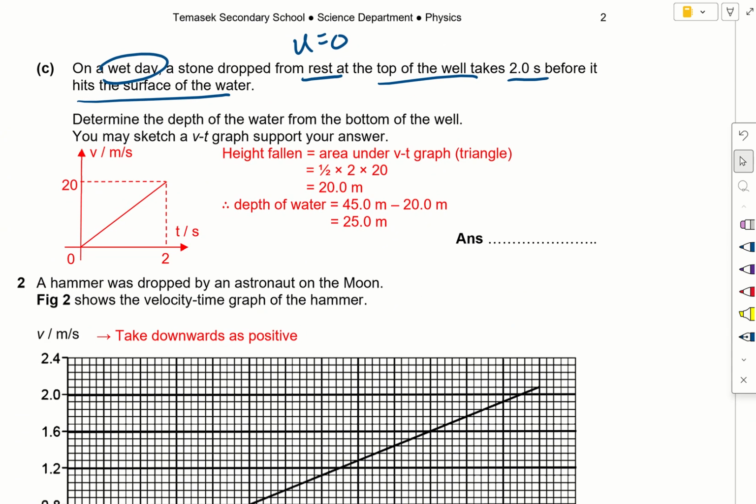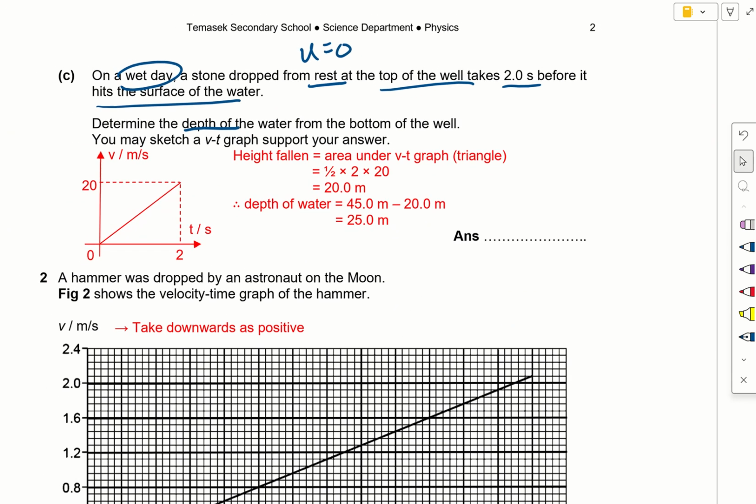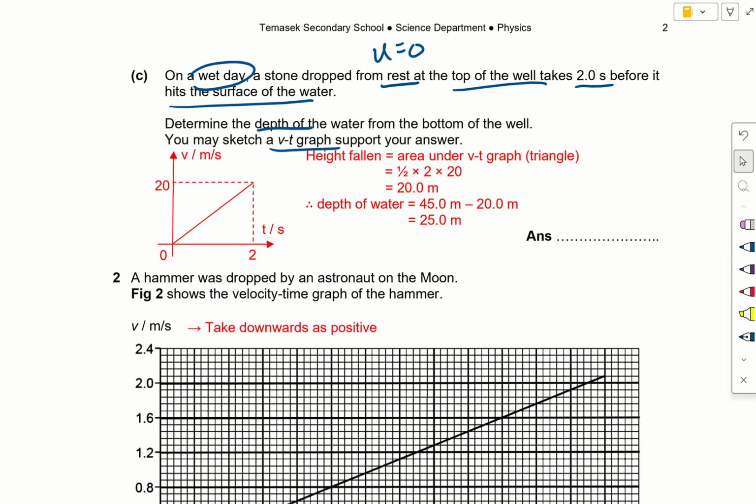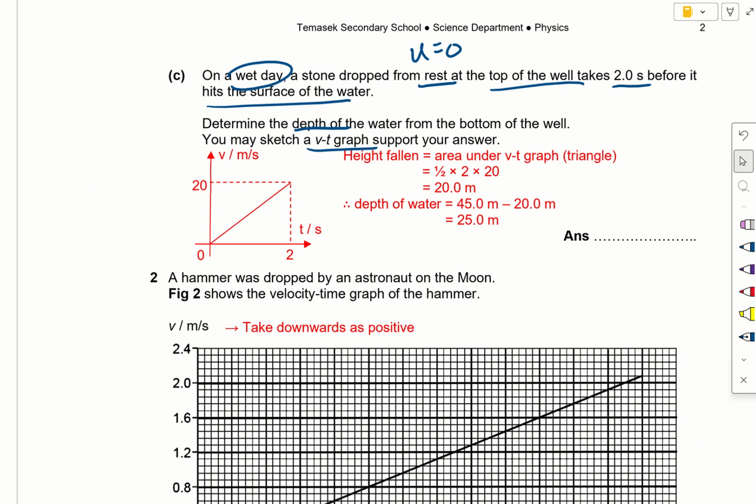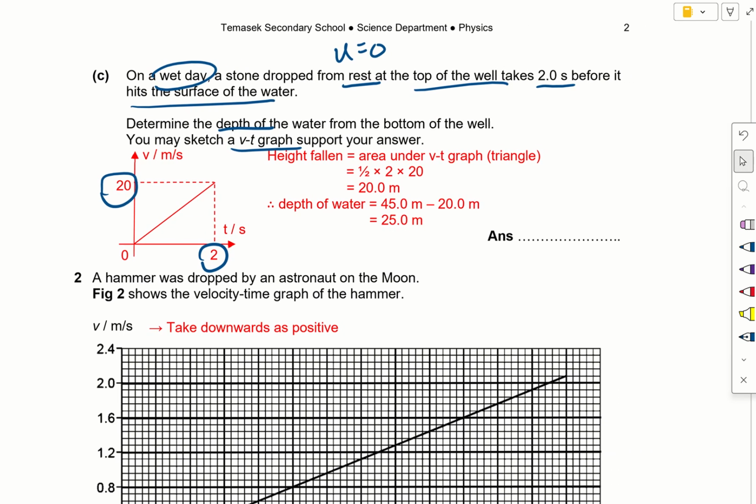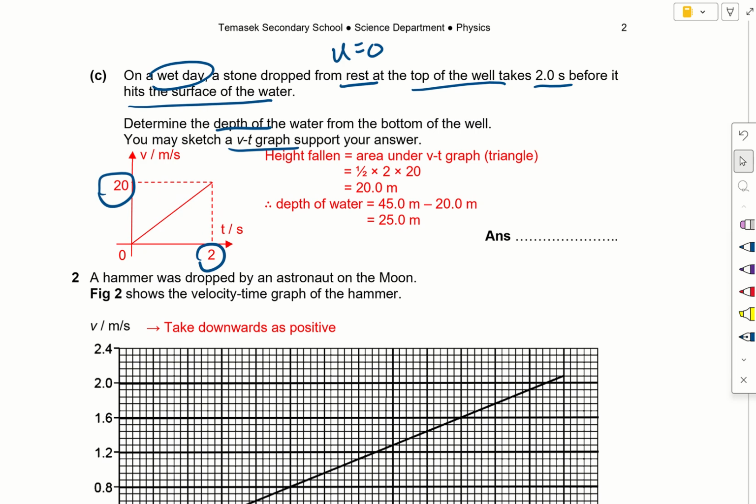They want us to determine the depth of the water from the bottom of the well. So again, they ask us to sketch a VT graph. So this is our VT graph. Instead of at 3 seconds it reaches 30, now it's only given 2 seconds to reach a velocity of 20. Again you can find the area under the graph, which is half times base times height. So you get 20 meters.